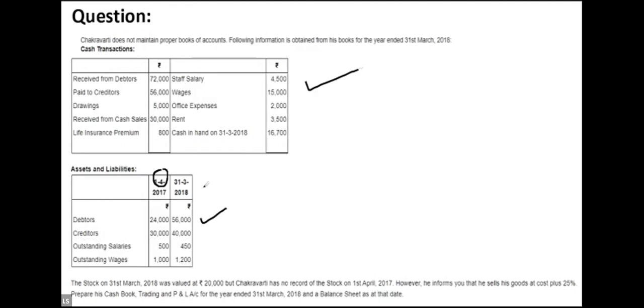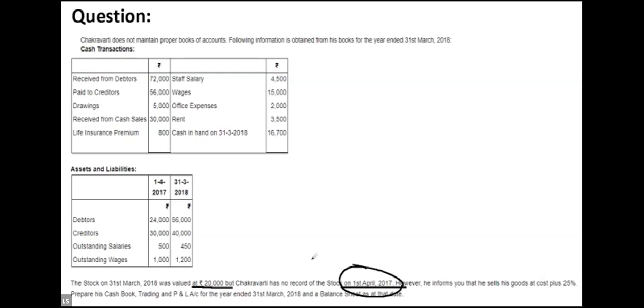So at the beginning of the year, he has various assets like debtors, creditors, outstanding salaries, and outstanding wages. So in the question, we have the opening value of the assets and the closing value of the liabilities given. Then there is information regarding the cash transactions. At the end of this question, it is provided that closing stock of the entity is 20,000, and it also says that no record of stock on 1st April is given. That means we have no information about the opening stock in this question.